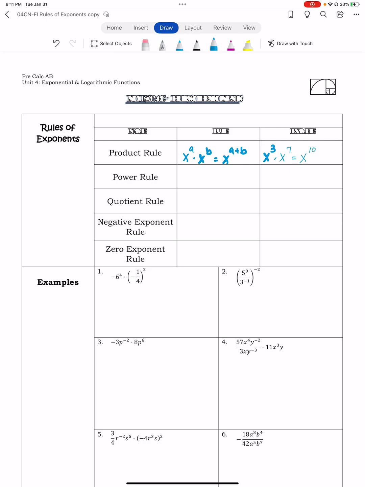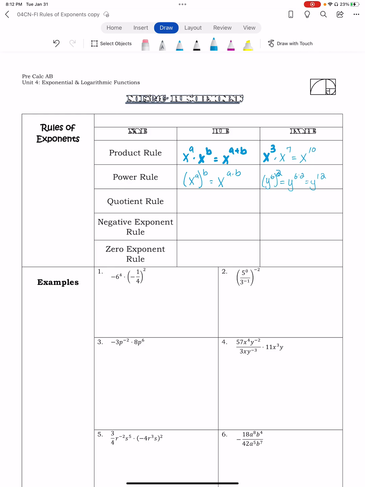Okay, you have your power rule. If I have x to the a to the b power, that's the same thing as x to the a times b. In this case, if I have y to the 6th squared, I know that that's going to be y to the 6 times 2, which is y to the 12th.